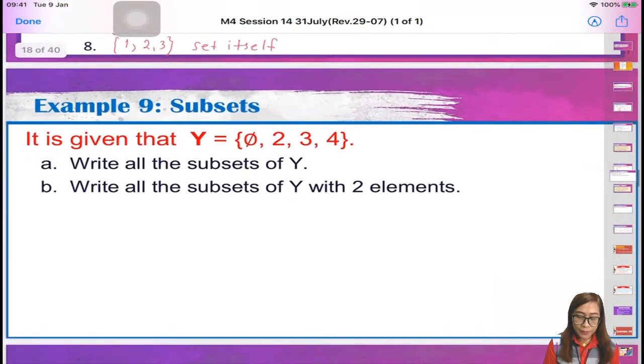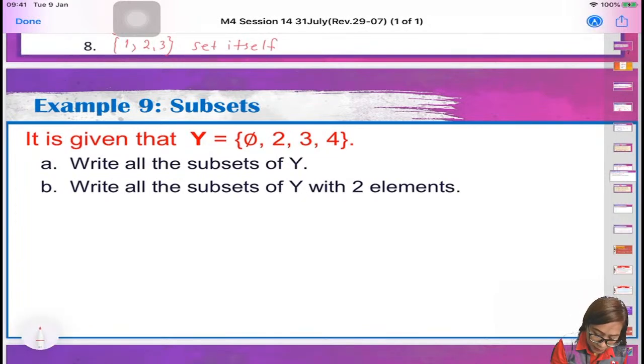Oh, example number 9. Okay, write all the subsets of y. Okay, how do you write all the subsets of y? There are 4 elements, so it would be 2 to the 4th power, which is 16. There are 16 subsets. Okay, so what are the 16 subsets? Okay, letter A. The answer for letter A. So solution. So you begin with this.